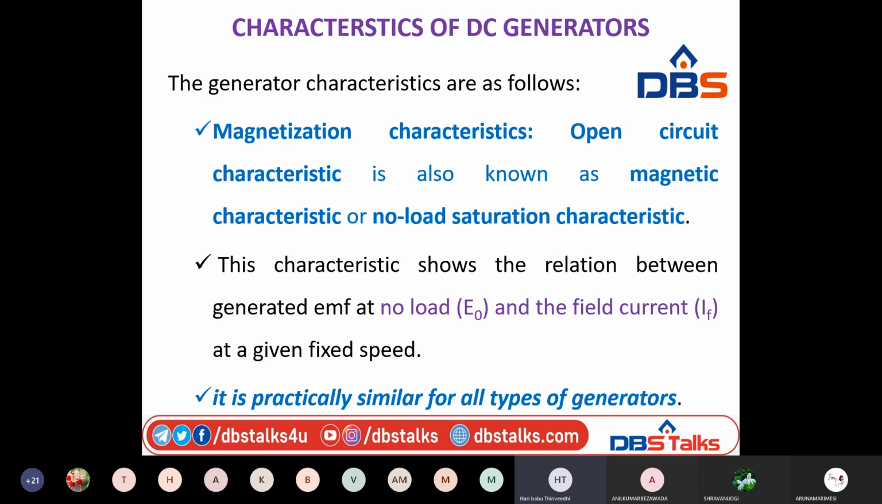Now let us go to the characteristics of DC generators. I already told you the magnetization characteristics are the open circuit characteristics or no load saturation characteristics, whatever it may be. That is drawn between the no load EMF versus field current. No load EMF in the sense E naught.